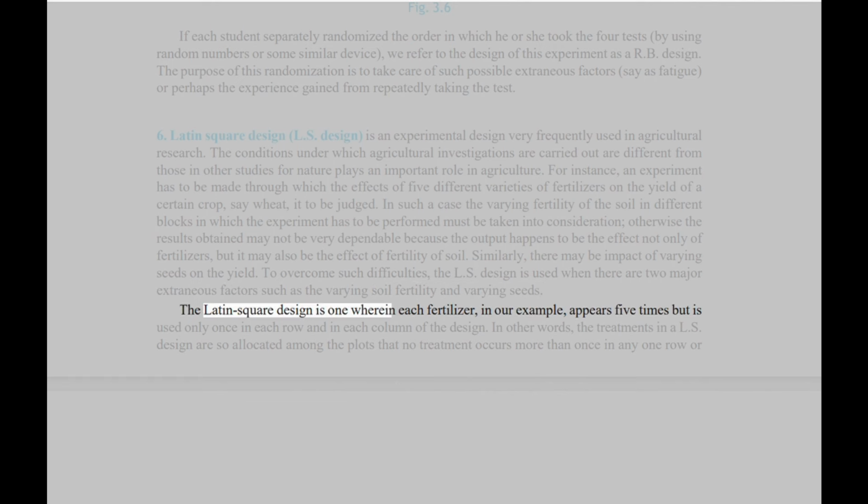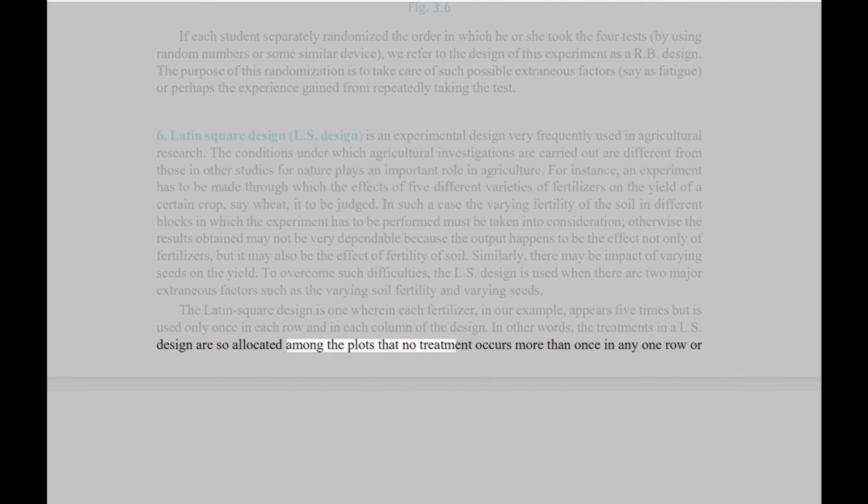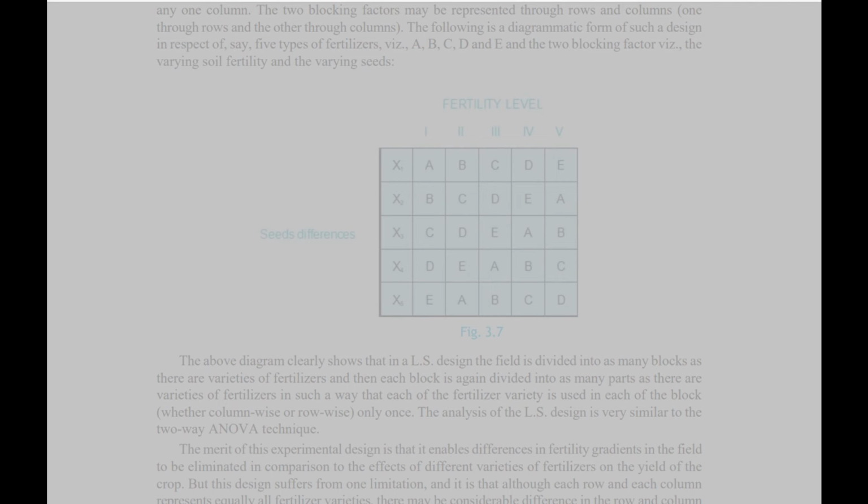The Latin square design is one wherein each fertilizer, in our example, appears 5 times but is used only once in each row and in each column of the design. In other words, the treatments in a LS design are so allocated among the plots that no treatment occurs more than once in any one row or any one column. The 2 blocking factors may be represented through rows and columns, one through rows and the other through columns.